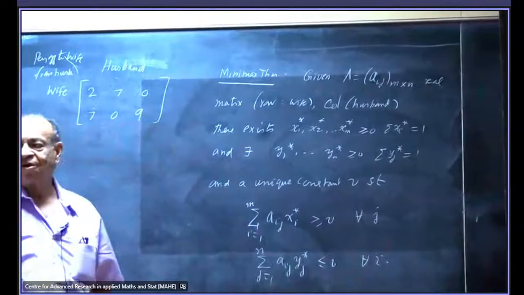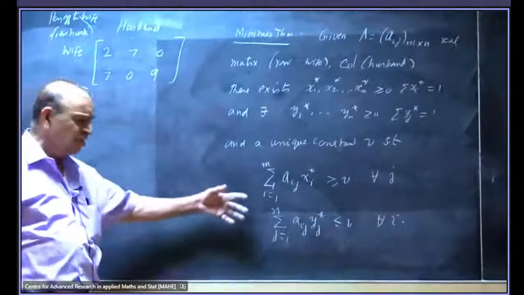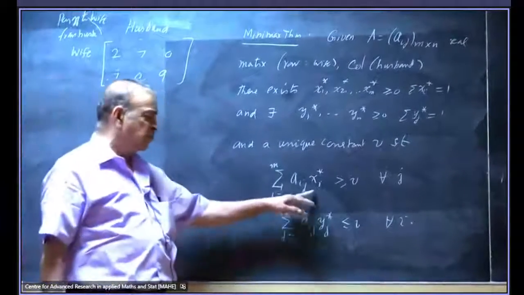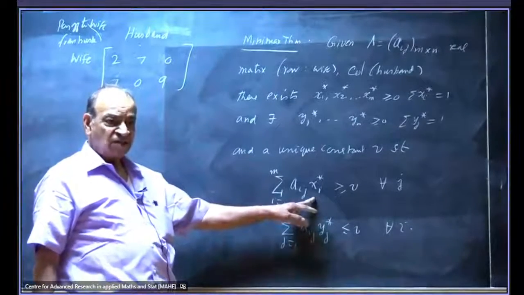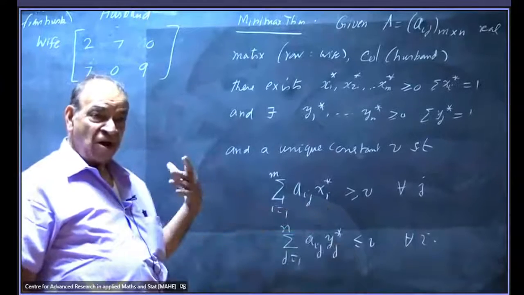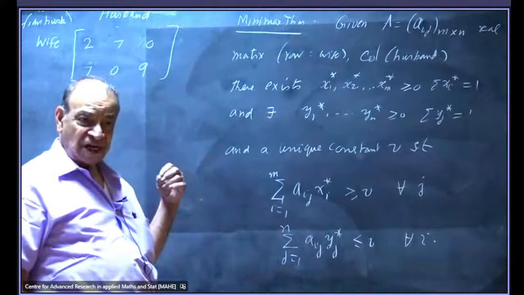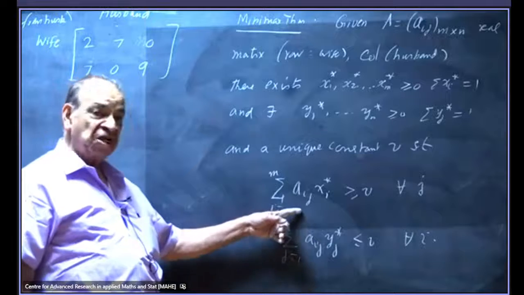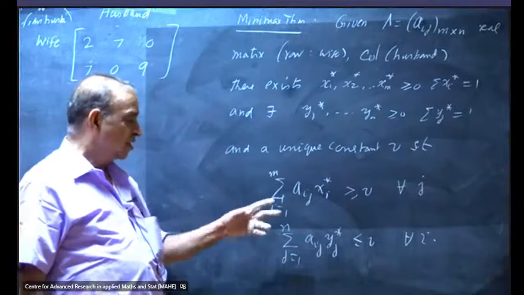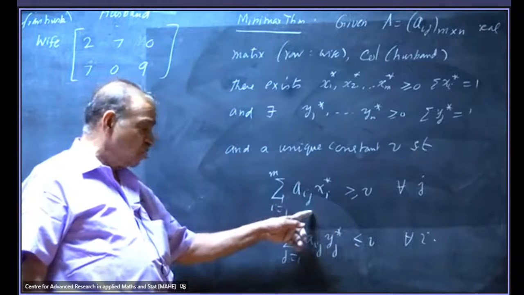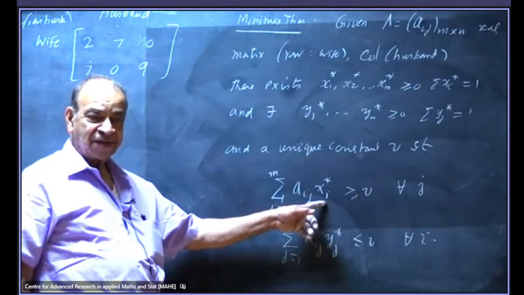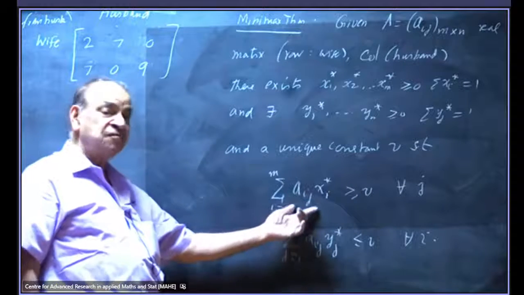Okay? For all i. So what is the intuition? It says, if the wife selects the ith row with probability xi star, and she may not know which column the husband selects. Suppose the column is column j. She doesn't have to worry about what column he chooses. Her expectation is, if he chooses column j, this is the amount she can expect.